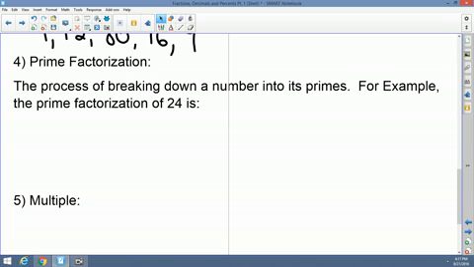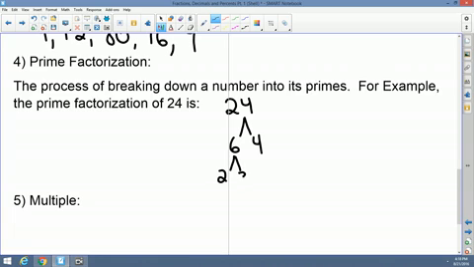For example, the prime factorization of 24 is, let's take a look at it. If we have the number 24, and I want to find the prime factorization of this number, that means that I'm going to break this number down into its prime factors. So we can start with any combination that you want to start with. I'm going to start with 6 and 4, because 6 times 4 is 24. Neither of these are prime, so I must continue to break it down. 6 breaks down into 2 times 3. Both are prime. Get into the habit of circling the primes. And 4 breaks down into 2 times 2.